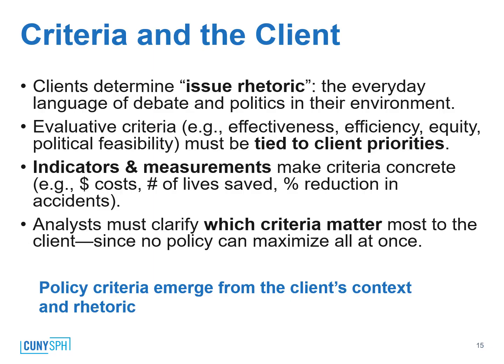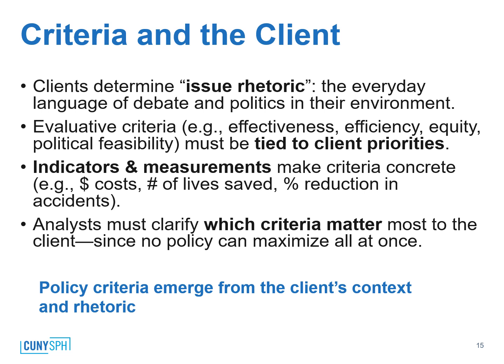When we evaluate policies, we don't start from scratch. We start with the client. The raw material for evaluative criteria usually comes from the client's political and social environment. This is what we call issue rhetoric, the ordinary language of debate in the client's context. For example, a health ministry may emphasize cost savings and efficiency, while a patient advocacy group may stress equity and access. Both are legitimate criteria, but they're framed differently depending on who the client is and what the circumstances of the context are.